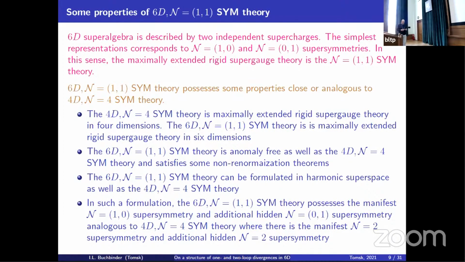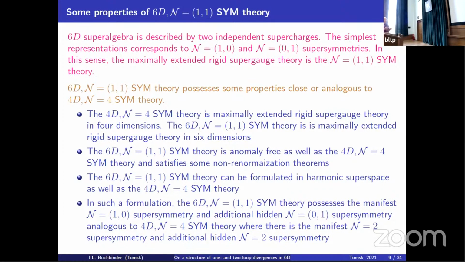We can combine them and obtain N=(1,1) gauge theory. This is just the maximally extended supersymmetric gauge theory in 6 dimensions. Maximally extended in the sense that the maximal spin is equal to 1. So it means there is a vector field in the multiplet. There are many relations between N=4 theory in 4 dimensions and N=(1,1) theory in 6 dimensions. In both cases, we have maximally extended rigid supersymmetric gauge theories. In both cases, the theories are anomaly free. In both cases, the theories can be formulated in terms of harmonic superspace.